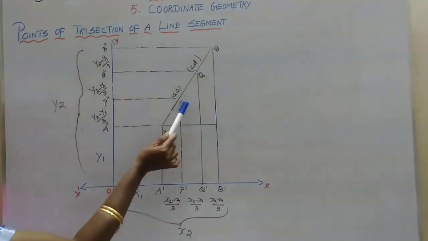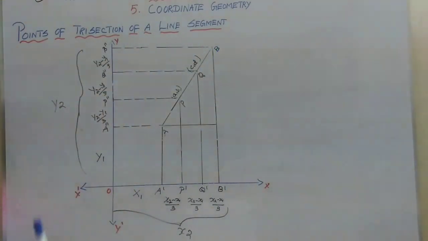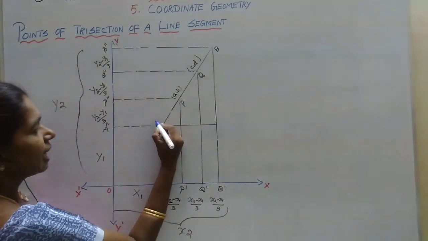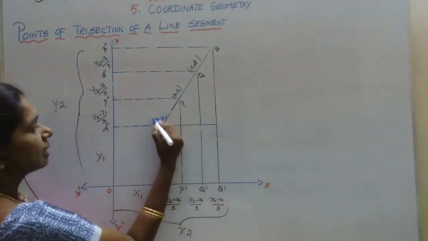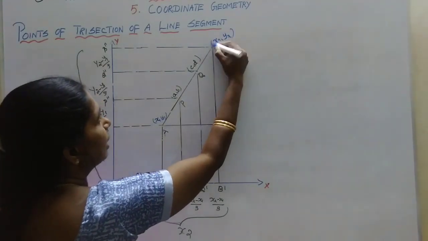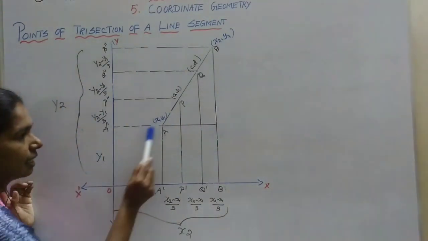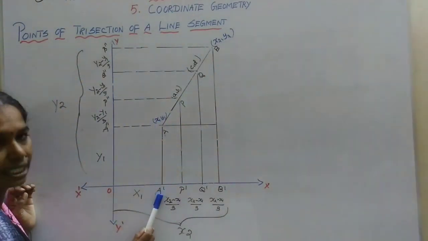Here for P, P double dash, Q, Q double dash, for B, B double dash we are getting. And now what are the coordinates of A? X1, Y1, and here B, X2, Y2. Now here what is the length of OA dash? Here X1 means it will be at what distance?